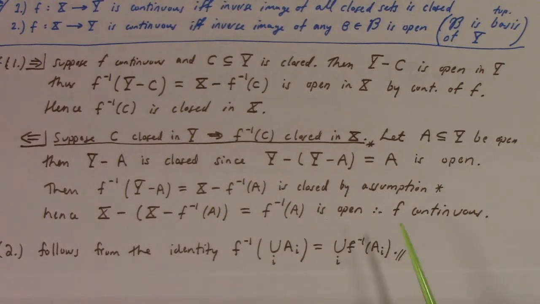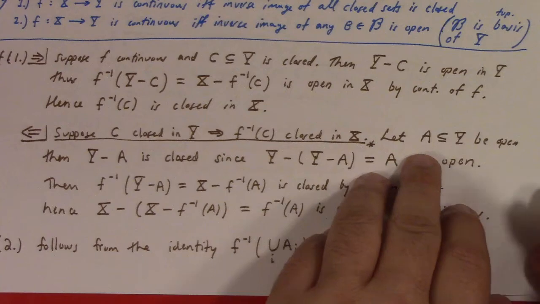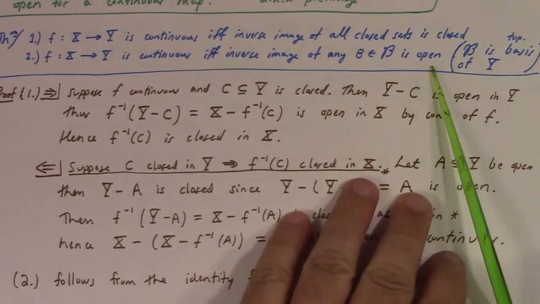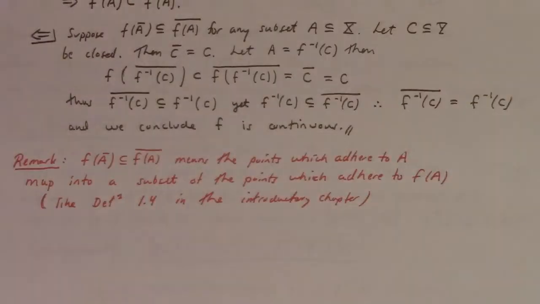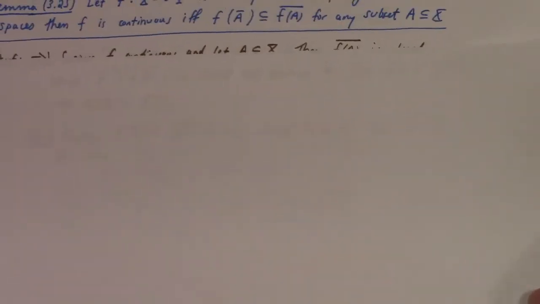And claim 2 here follows from the similar identity here that the inverse image of a union is the union of the inverse images. All right, so I'll let you guys look more at that, but that's a useful thing to know. We can check continuity of a map by checking the inverse images of a basis. That will do for us. All right, lemma 3.25. What do we got?